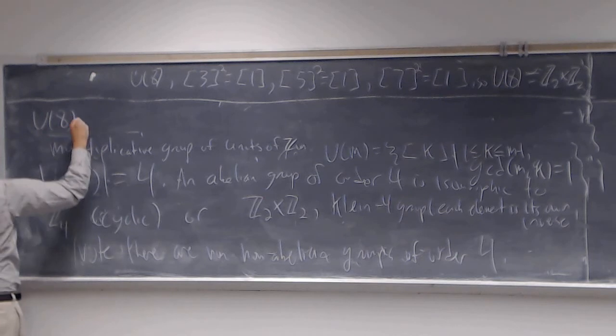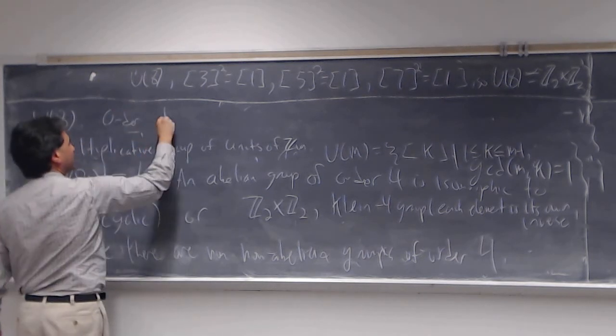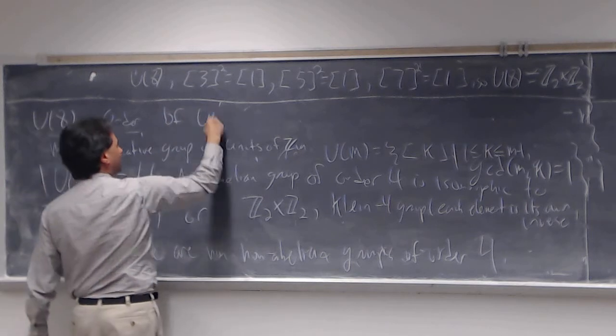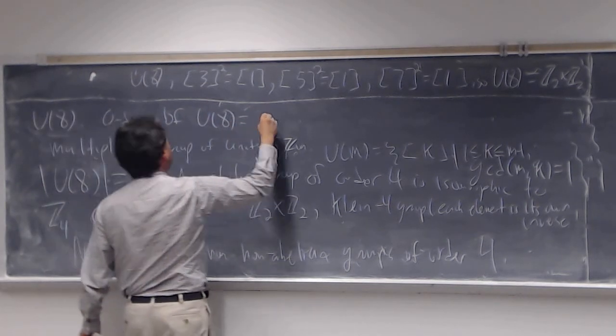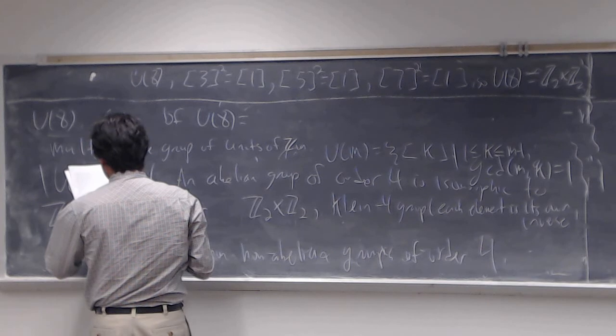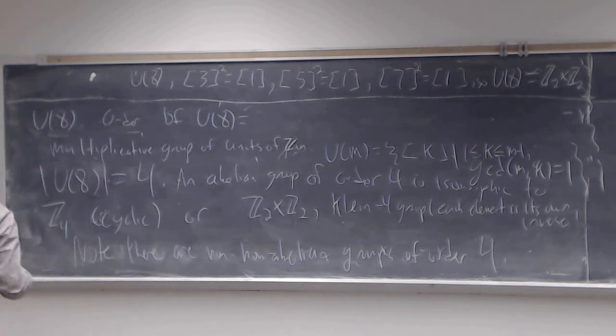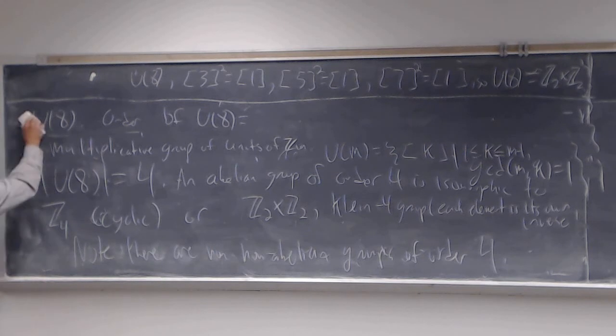What about U_n? I think the order is... let's look at it. What is U_n? U_n we've already done.